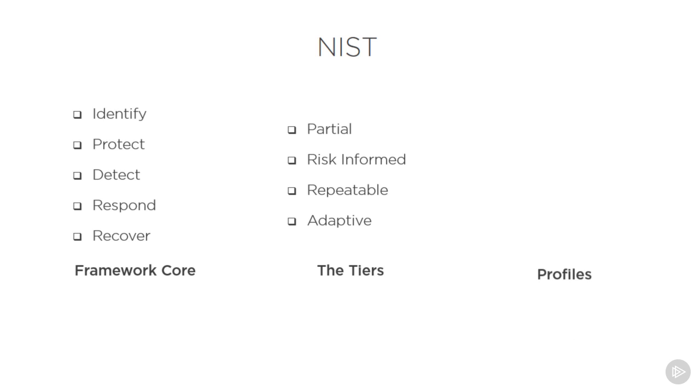The third element is the profiles. The profiles simply represent the outcome based on the business needs that an organization has selected from the framework categories and subcategories. They're just simply a statement of the current cybersecurity outcomes and the target cybersecurity outcomes. This allows your company to identify investments that would be most productive in closing the gap in your cybersecurity capabilities.